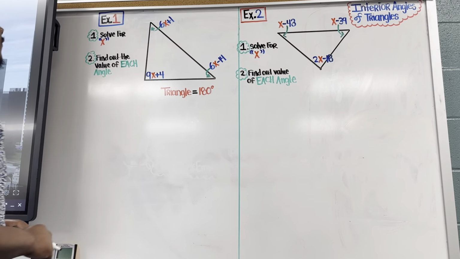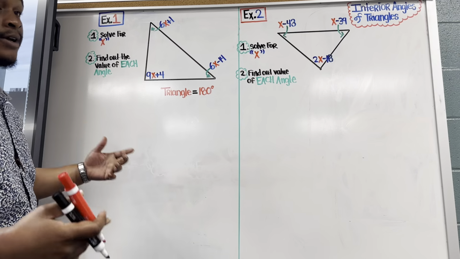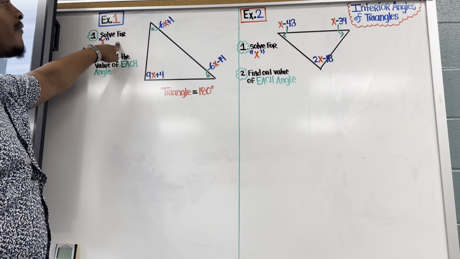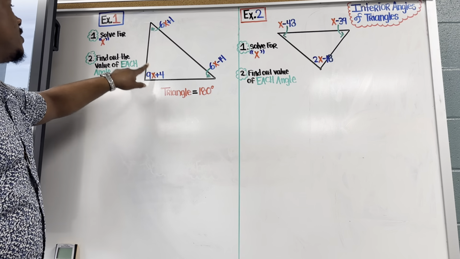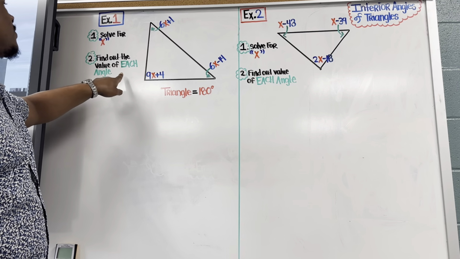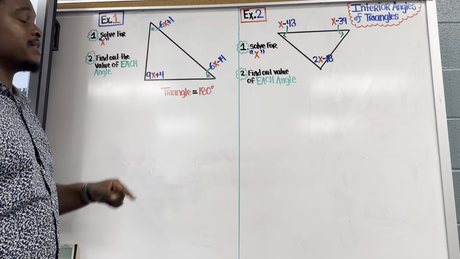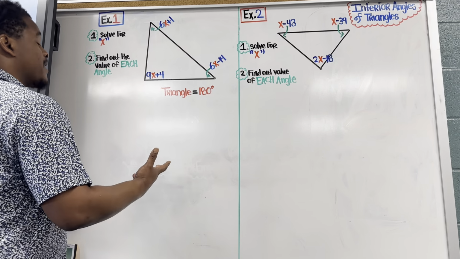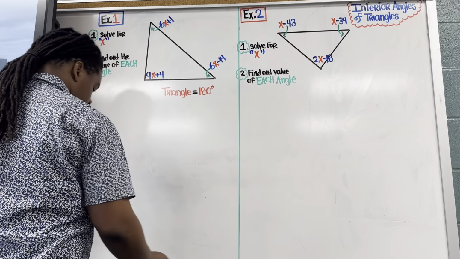So what we're going to do first, guys, to find out the value or the degrees of each angle, is solve for x, because x is an unknown value. Once we solve for x, we're going to be able to find out the value or the degrees of each angle, okay? So remember, a triangle equals 180 degrees.